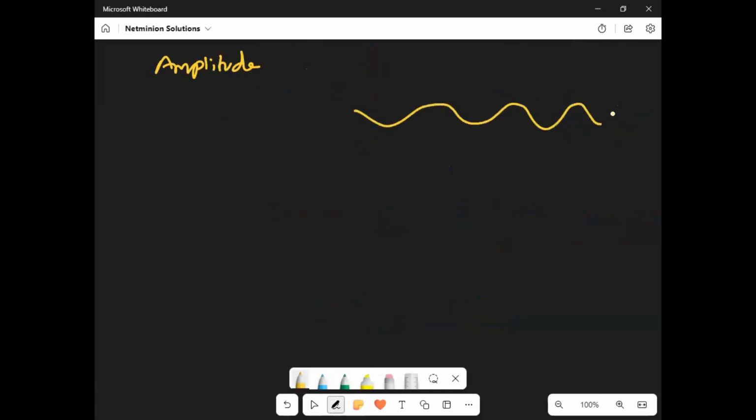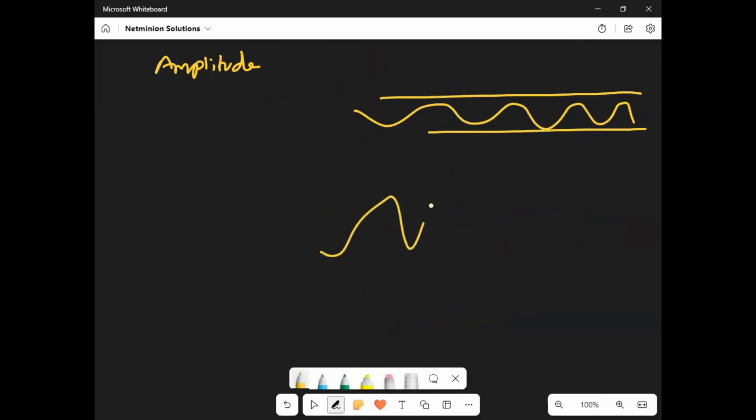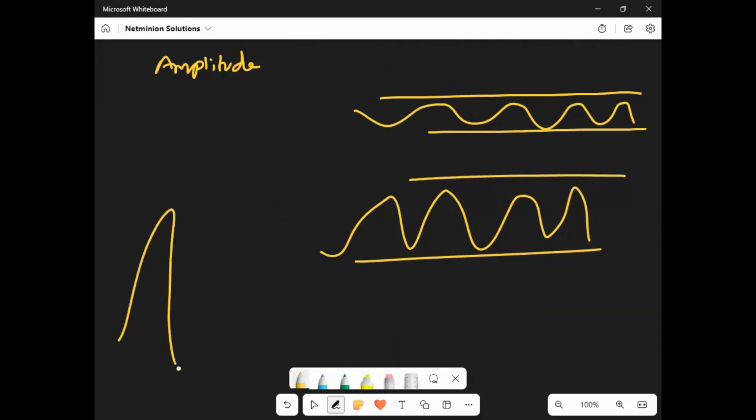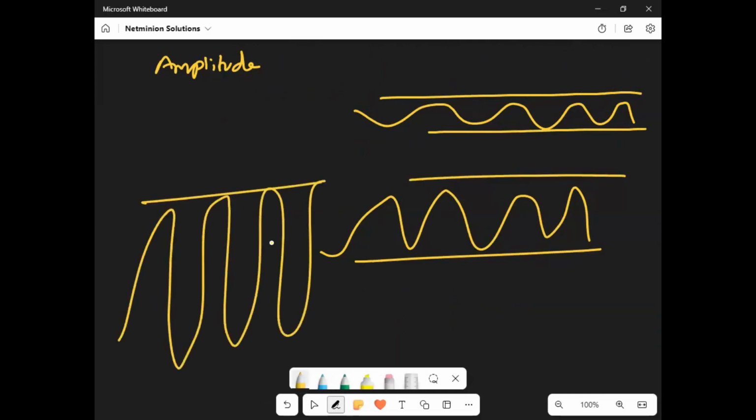Then we discussed the third point. What was that? Amplitude. Remember? Signal strength. And this is the strength of the signal. So let us say if this is a wave, this is the amplitude. But if we have a good wave, good signal strength, this is the amplitude. So this is our strength of the signal.